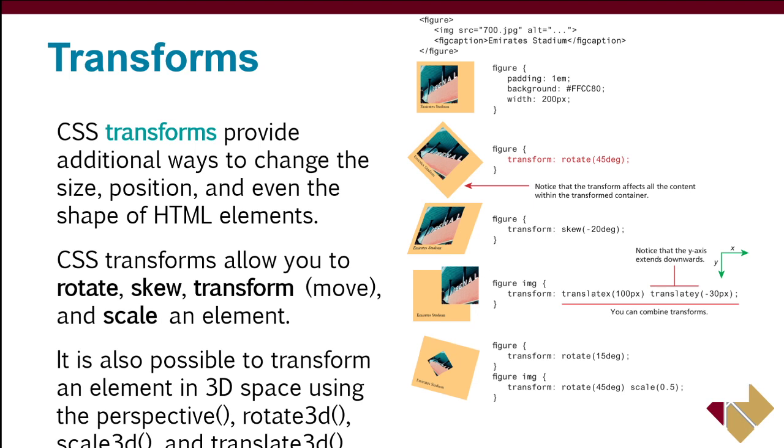So in here we have different transforms, right? So we've got our default image over on the right of Emirates Stadium, and then we've applied different effects to it. So the first one down is transform rotate 45 degrees. Now notice that it is rotating everything within that container because it's set at the figure level. But it's rotating 45 degrees. And it is always going to go towards the right unless you go negative, and then it's going to go towards the left. The next one down is a skew.